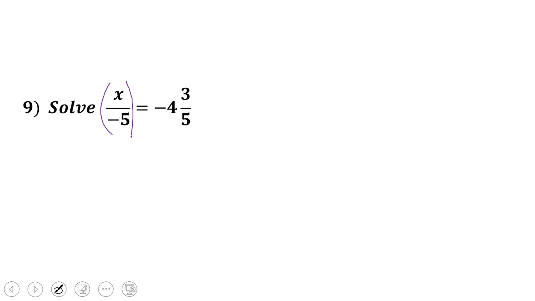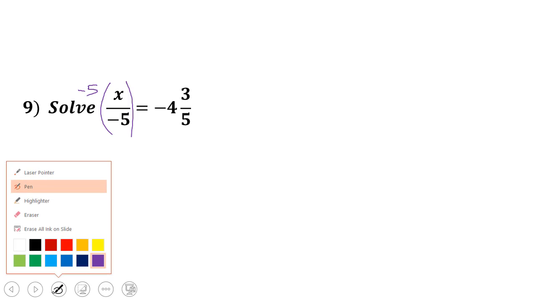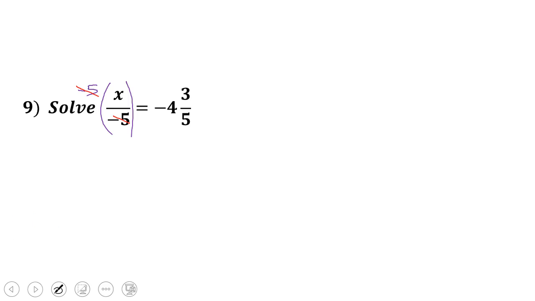And so the inverse of dividing by negative 5 is to multiply by a negative 5. And of course, negative 5 into negative 5 one time. 1 times x, or 1 divided by, x times 1, or x divided by 1 will give me x. And so I need to do the same thing to both sides. I come over here and I multiply by a negative 5.